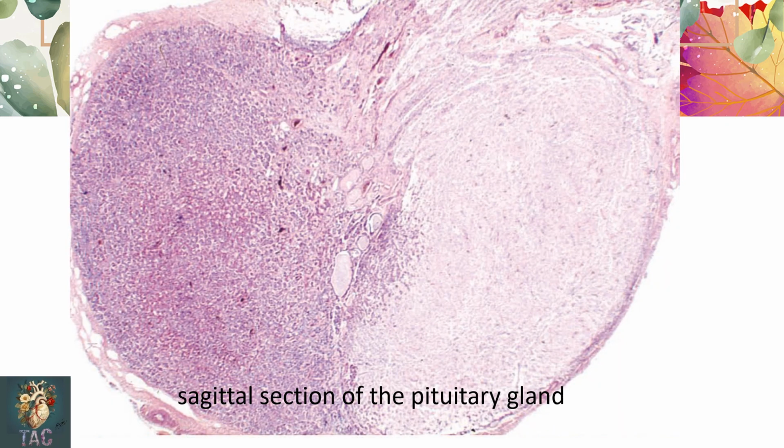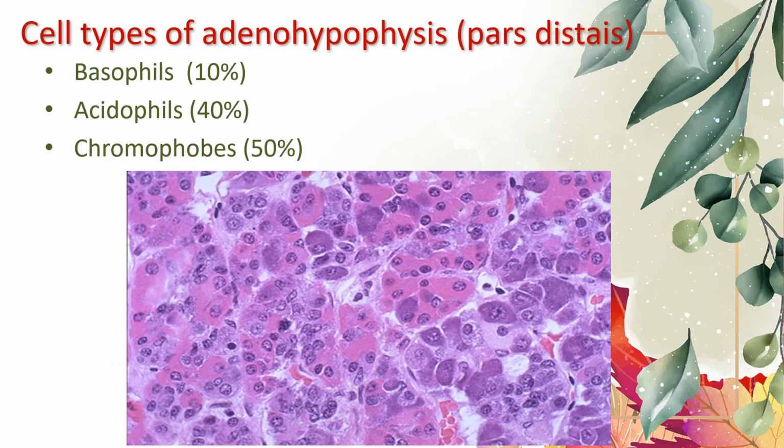This is a histological sagittal section of the pituitary gland, stained with H&E staining, and in this diagram you can see this is the pars distalis or anterior lobe of the pituitary. This is the pars nervosa or posterior lobe of the pituitary. This area is the pars intermedia, and there is the infundibular stalk. First we will study the adenohypophysis or pars distalis.